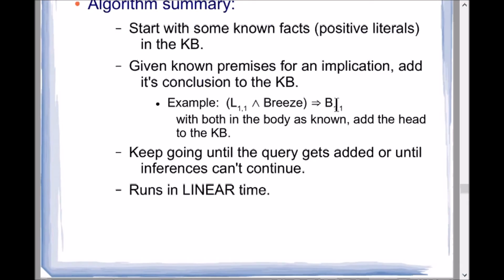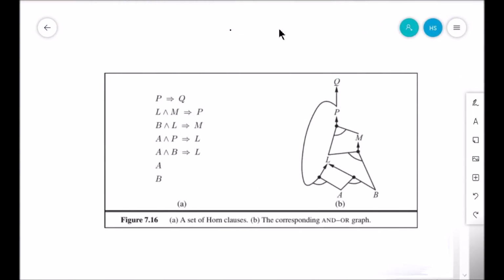Now you can repeat that process over and over again, until that proposition symbol, that thing you were trying to see if the knowledge base entails, gets added through this process, or until you run out of inferences. So I'll give you another example here in just a second. I'll give you a graph and I'll walk through it. But the big thing to remember about this algorithm, and why forward chaining is so good, is that it runs in linear time.